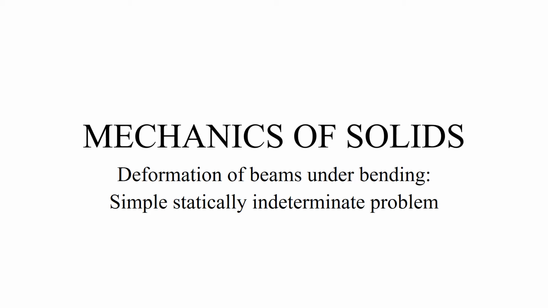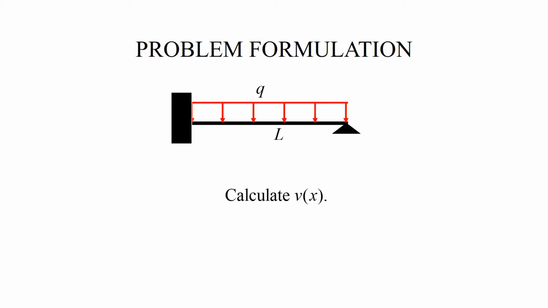Here we consider a very basic statically indeterminate beam to demonstrate how this class of problems can be analyzed based on ideas of superposition. So our beam is constrained by a wall on the left and a roller on the right. It is uniformly loaded. It has constant bending stiffness EI, and our task is to calculate the deflection line v of x.